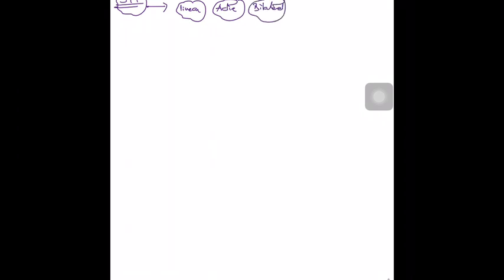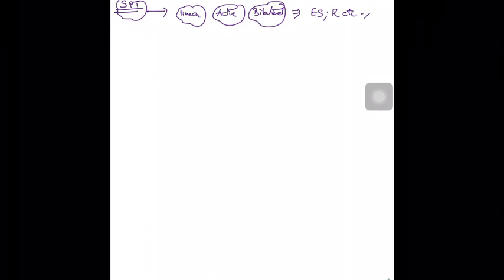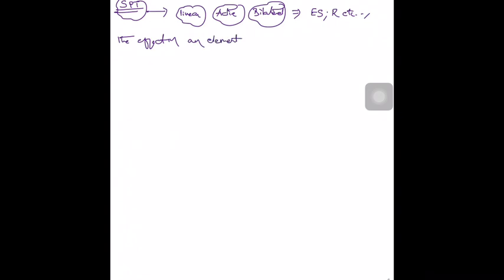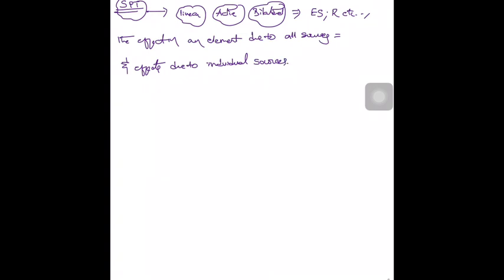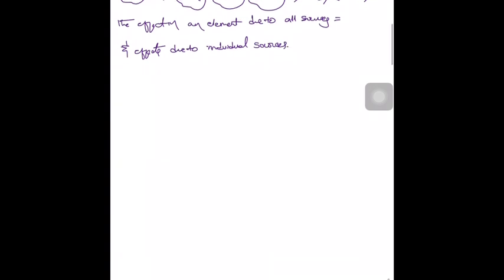The definition is: in any linear, highlighting these two words, linear active bilateral network consisting of energy sources, resistance, etc., the effect in an element due to all sources is equal to the sum of effects due to individual sources. If you have any confusion in the handwriting, kindly follow the audio.